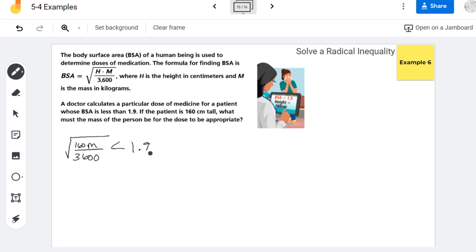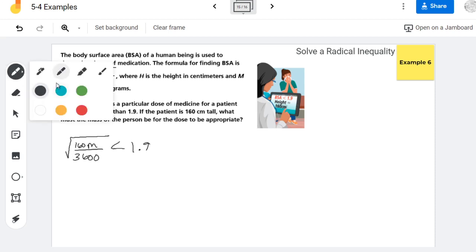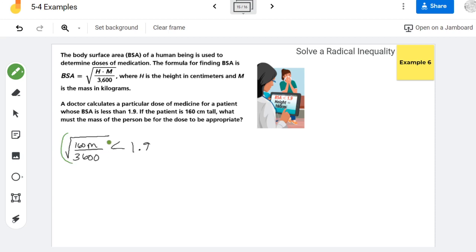Notice I essentially just filled in 1.9 for the BSA and then made sure that the alligator was eating it. Sorry, this is their BSA and it has to be less than 1.9. So now I'm solving for M. Some of the stuff that I'm going to do to solve here: first, I'm going to square to get rid of the radical.